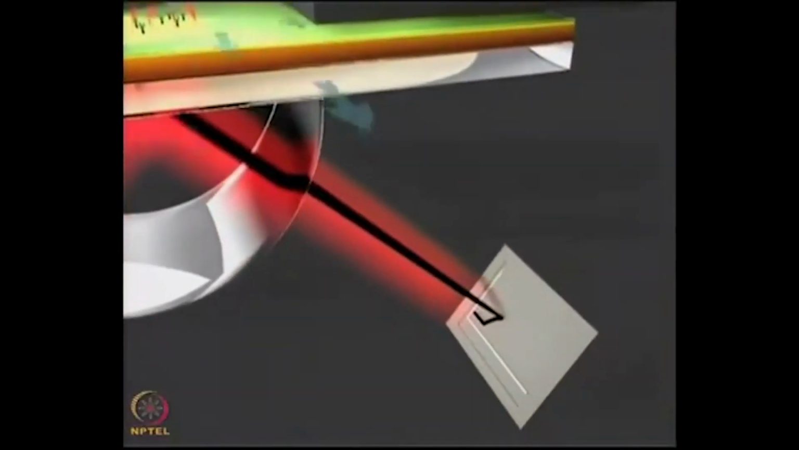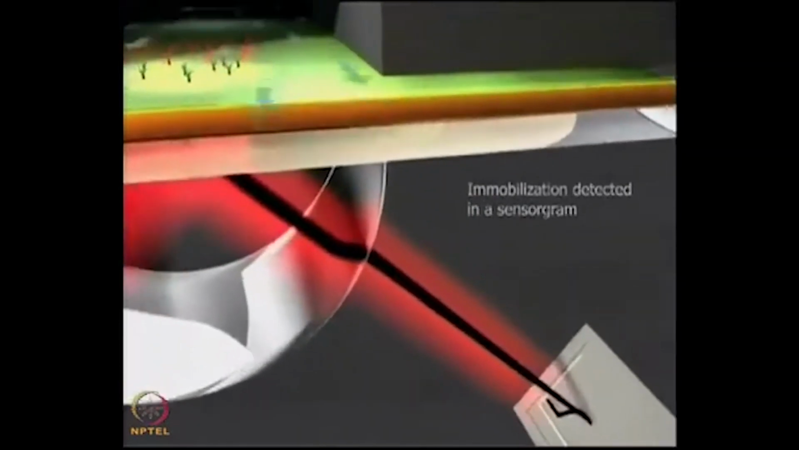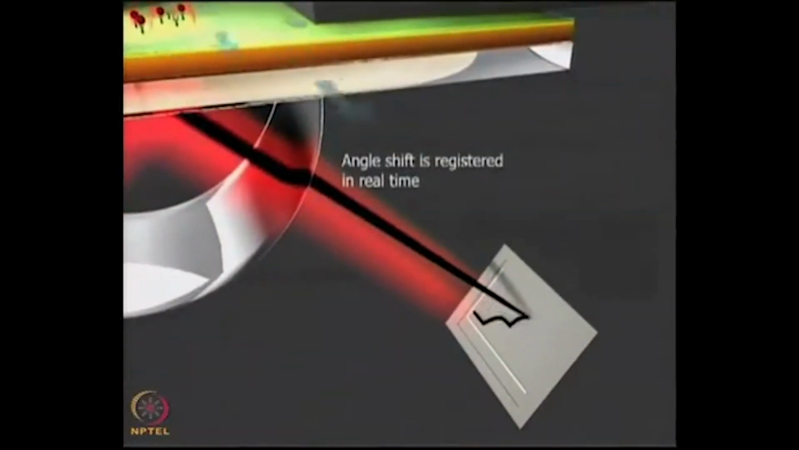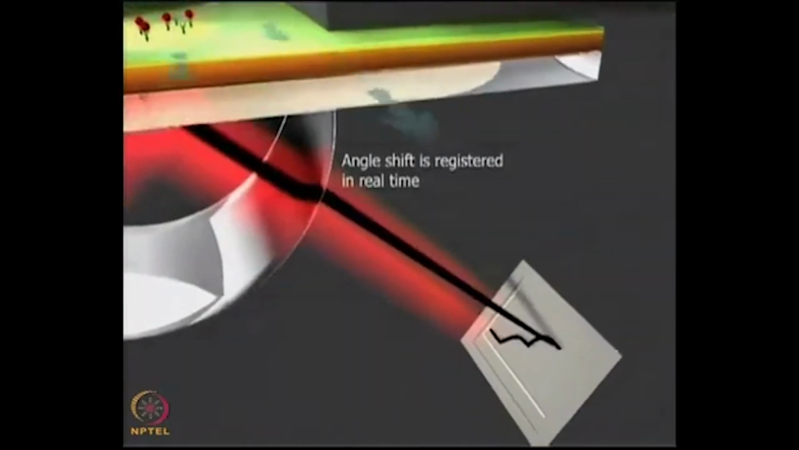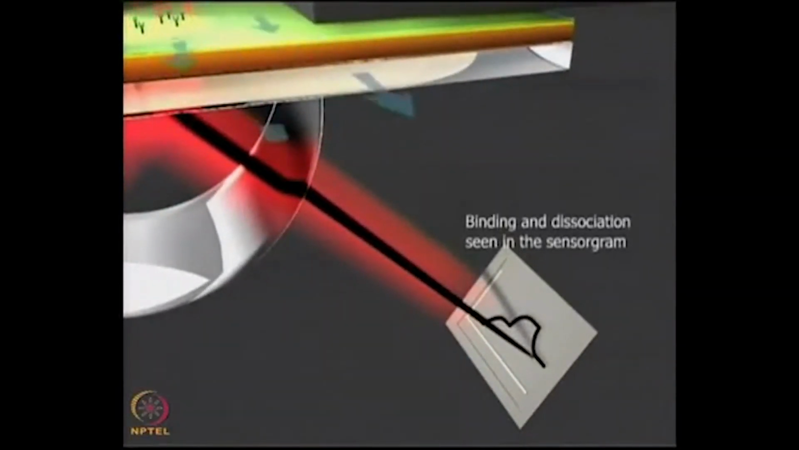And then when the molecules get immobilized, there is an increase in mass which changes the refractive index, and that is measured in real time. Now you pass the second interactant A over it. If binding happens and AB gets formed, you see a further increase in mass, which is again measured in real time. You stop the flow of A and start flowing a buffer, it comes off in a dissociation, and that dissociation is also seen in real time.